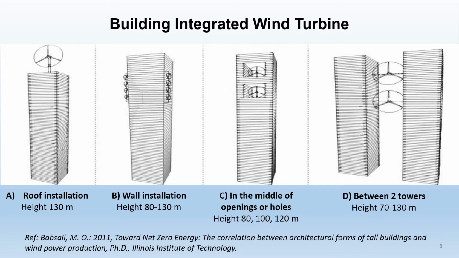There were 4 options for wind turbine installation, namely Type A, roof installation at height 130 meters; Type B, wall installation, where the height of installation is 80 to 130 meters; Type C, in the middle of openings or holes, with installation heights of 80, 100, and 120 meters; and Type D, between 2 towers, with installation heights between 70 to 130 meters.